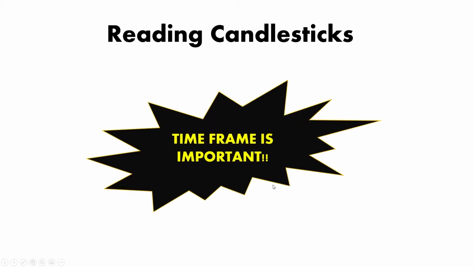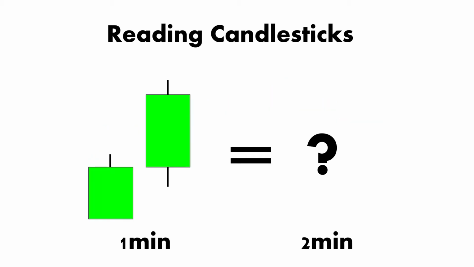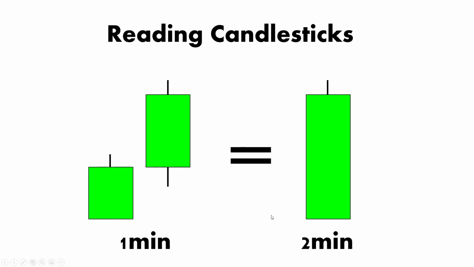Now, other than size, the time frame matters as well. If you're looking at the 1 minute chart, it tells you the story of the price action only within the past minute. But if we look at a 5 minute chart, it's a collection of 5 1 minute charts. Let me give you an example. Here are two 1 minute charts, right? What do you think the 2 minute chart is going to look like? Quite simple. The 2 minute chart looks like this.